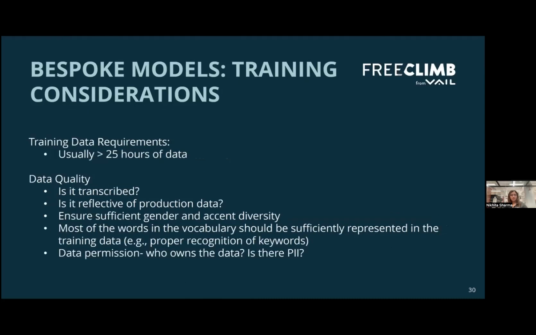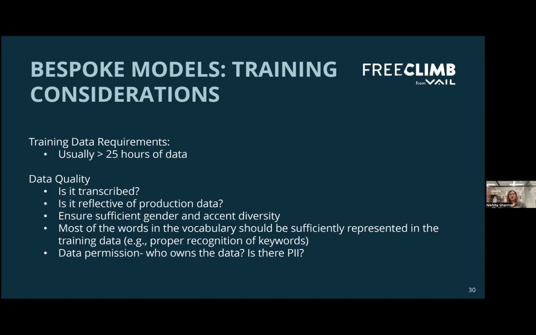Once you have that, there are some requirements for the training data itself. You might be wondering, how much data do we need? Typically for limited vocabulary models, in our experience, you need at least 25 hours of data to see good results. And then you need high quality data as well. By high quality, I mean that it should be reflective of how the application will be used, and of how the users would interact with the system in production.